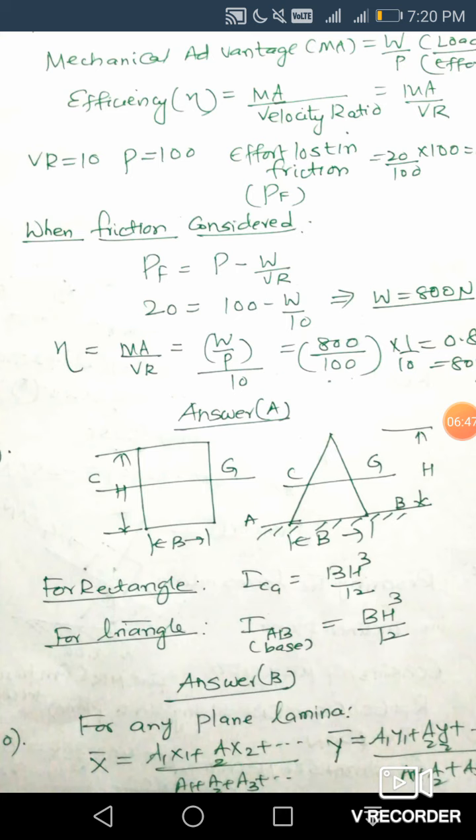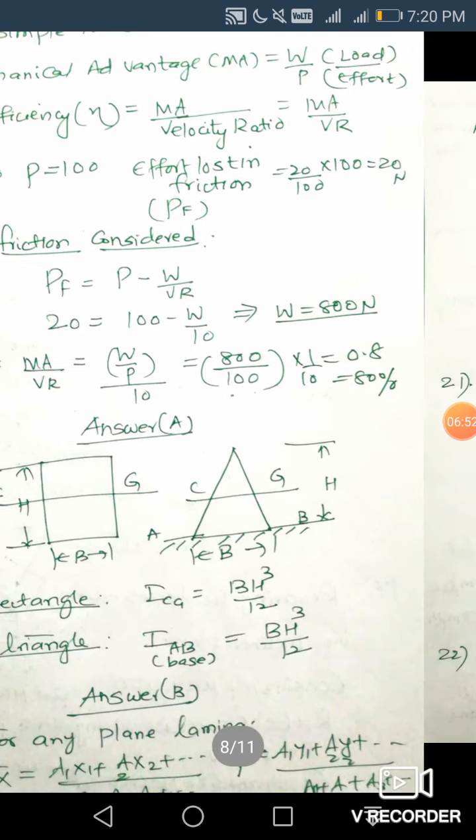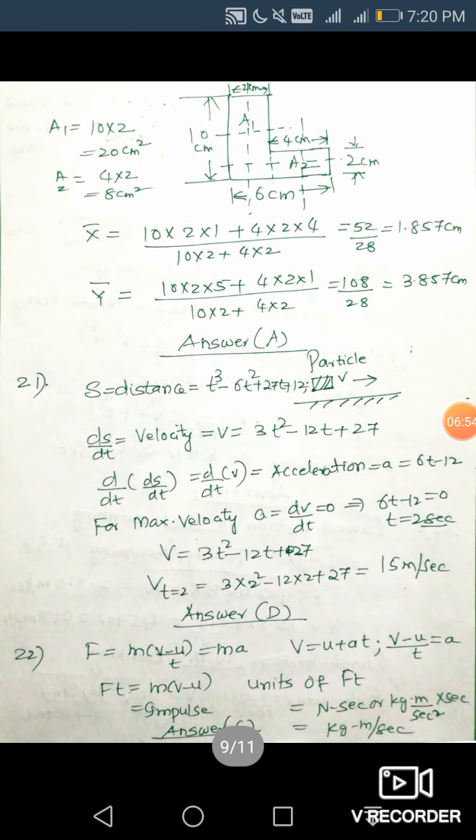So A1, A2 are the areas, and x1, x2, y1, y2 are the distances from the reference axes. He has given the left line and the bottom line as the reference lines. So you can accordingly fix up the distances x bar, x1, x2, y1, y2. You can go through the figure, I have clearly given it. Substituting them, area A1 is equal to 10 into 2, 20 centimeter square, and A2 is equal to 4 into 2, 8 centimeter square.